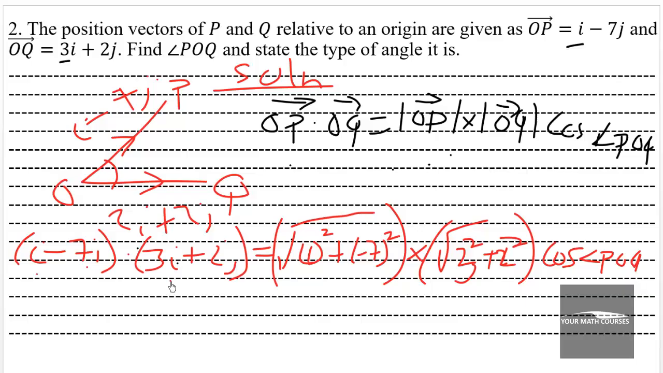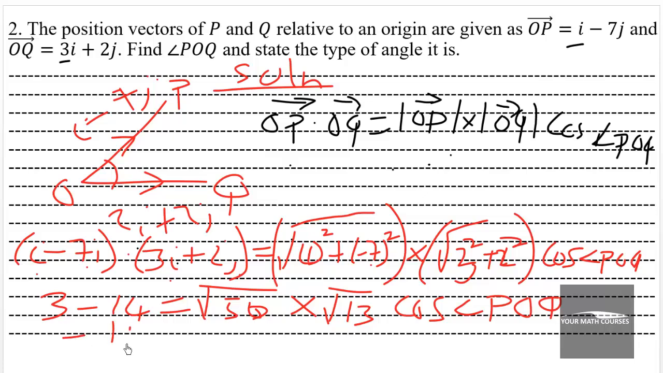I dot 3I will give us 1 times 3, which is 3. Negative 7 times 2 will give us minus 14. This is equal to the square root of 1 squared, which is 1, plus negative 7 squared, 49, so the square root of 50, times the square root of 3 squared, 9, plus 4 squared, 2 squared, 4, 13, cosine of the angle POQ. So we get negative 11 is equal to 5 root 26.